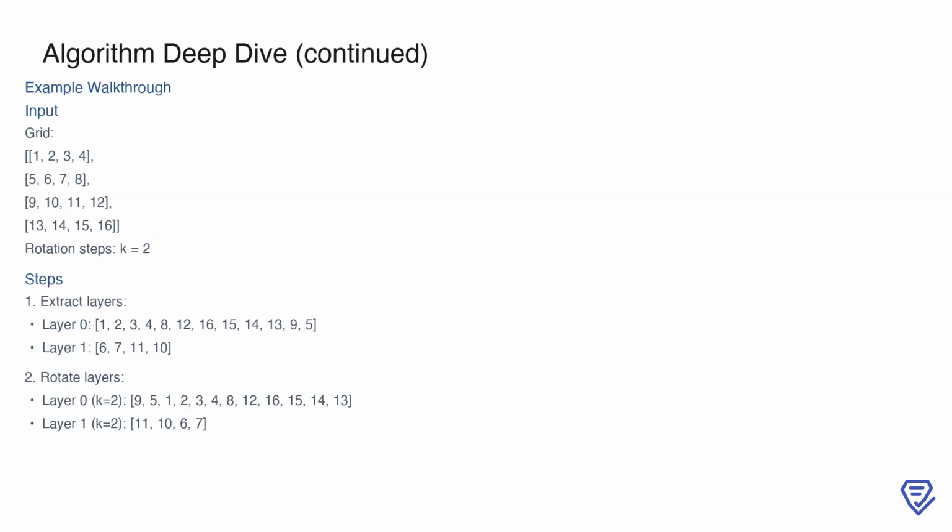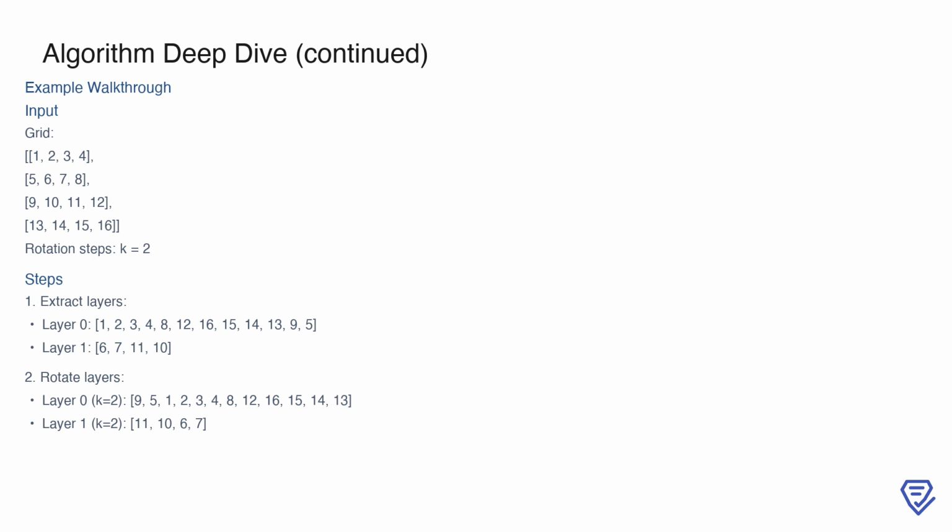The algorithm relies on two main data structures. The grid itself is represented as a 2D list, making it easy to access rows and columns. Additionally, we use a list to store the extracted layers, where each layer is simply a list of integers. Now, looking at the complexity, the time complexity is O(m*n), as we visit each element of the grid exactly once during the extraction and rotation steps. The space complexity is also O(m*n), since we store each element in the layers list.